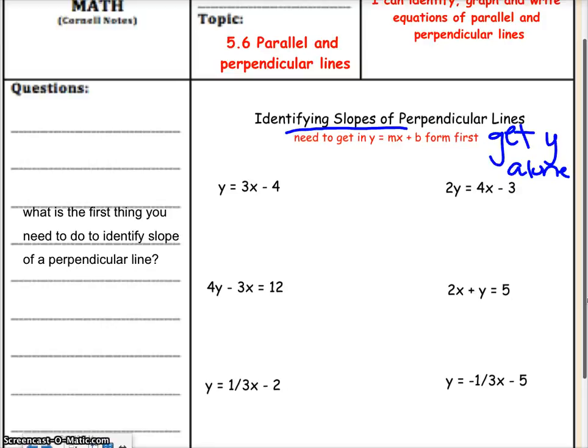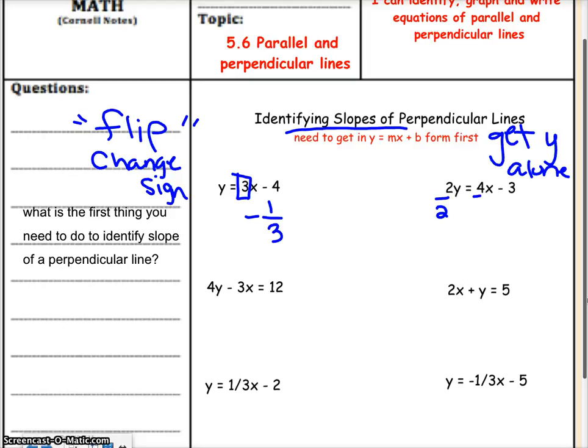So I box my slope up. This is the slope. If I am perpendicular, I am opposite. So I'm going to flip it and make it the opposite sign. So maybe you want to write: flip, change sign. That's what you have to do. Can't do that yet. I need to get y alone first. So I'm going to divide by 2.